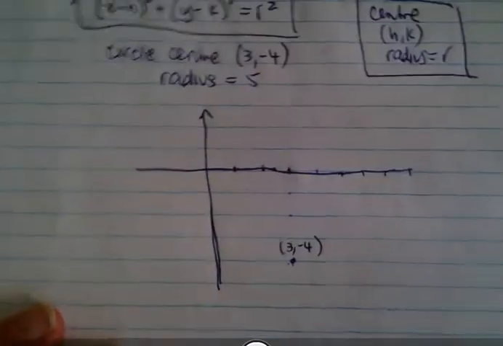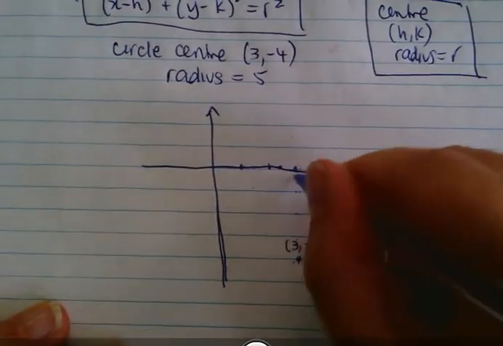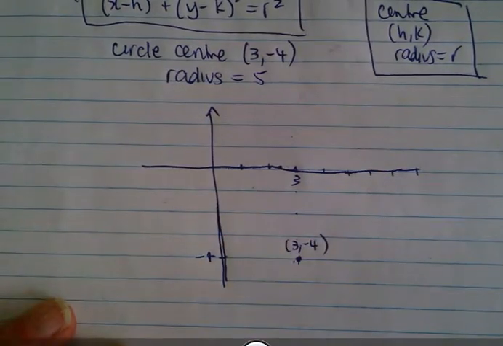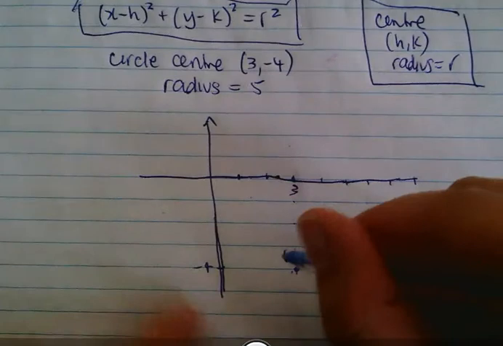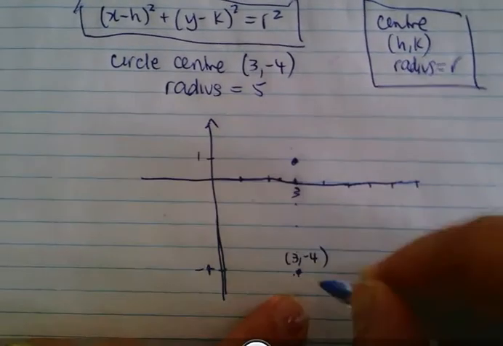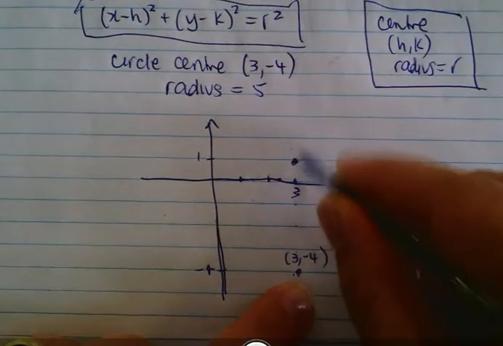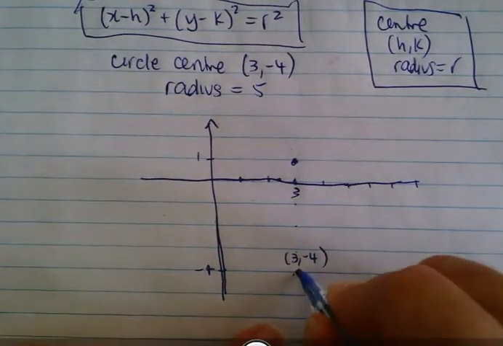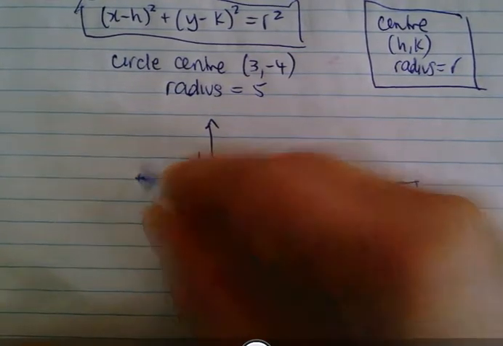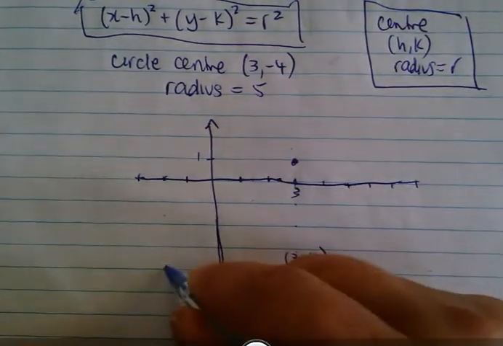So how would we do that? If this is across 3 down -4, how far up do I go? Yeah, up 5, which will take me to 1. No, from -4. Yep. And then here, if I'm across 3, how far back do I go here? Yeah, -2.